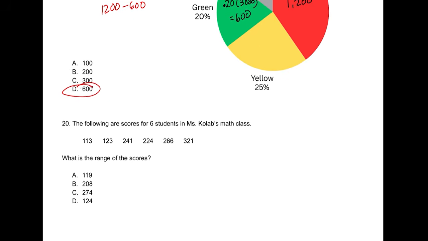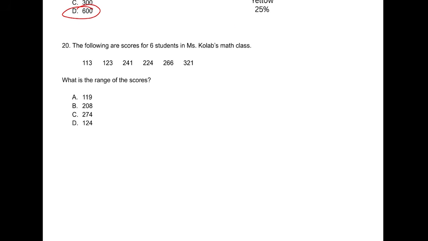Our last question has to do with range. So it's giving us a list of scores and asking for the range. Now the range of a set of values is the maximum value, or the largest number, minus the minimum value, or the smallest number. So as I look at this list, I can identify 113 as my smallest number, and it looks like 321 is my largest number. Now, it just so happens that these are the first and last numbers in the list, but that won't always be the case. These numbers are not necessarily going to be given to you in order.